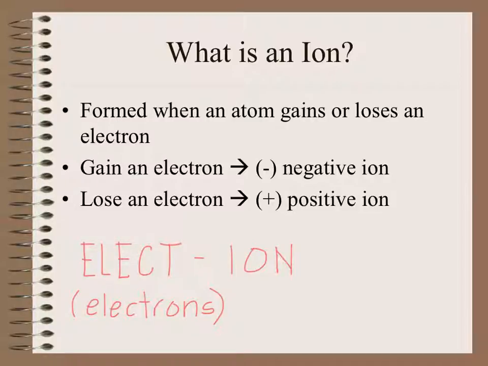Here's a way to remember that electrons are involved in making an ion. Think of the word election. Elect is short for electrons, and then the remaining 3 letters spell out ion.